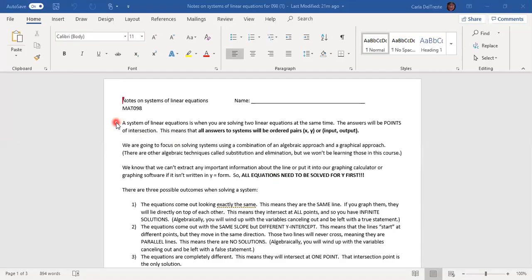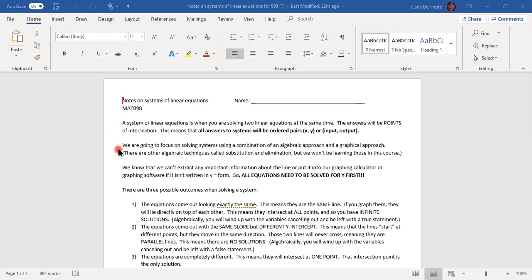Hi everybody. This is the last video to go along with section 12, which is on systems of linear equations. So first, let's define what that means. A system of linear equations is when you're solving two linear equations at the same time. The answers are going to be points of intersection. So that means that all answers to systems are going to be ordered pairs or some set of ordered pairs, because you're talking about points on a graph.